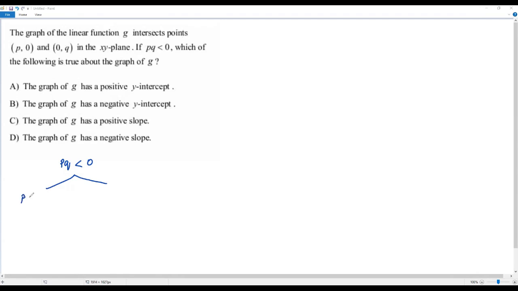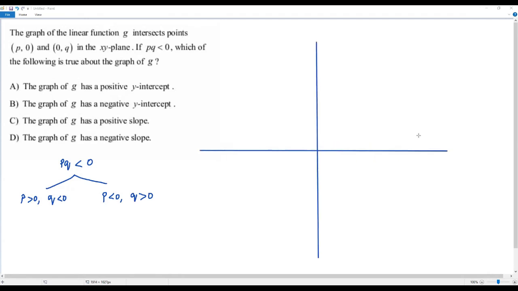If I take p is positive, that is greater than 0, then q must be negative, so that when I multiply a positive value and a negative value, the product will be a negative value. In case I consider p is negative, that is less than 0, then q must be positive, that is greater than 0.